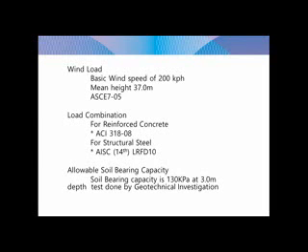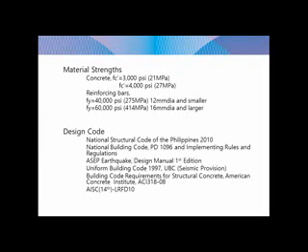Material strengths: for concrete, we have two, the 3000 psi and the 4000 psi. While in reinforcement, we have fy for 12 mm and smaller at 40,000 psi, and then for 16 millimeter diameter and larger, we use 60,000 psi.